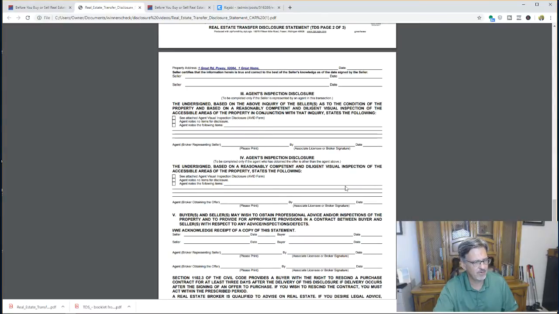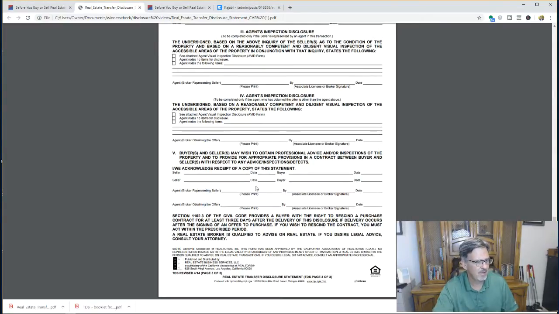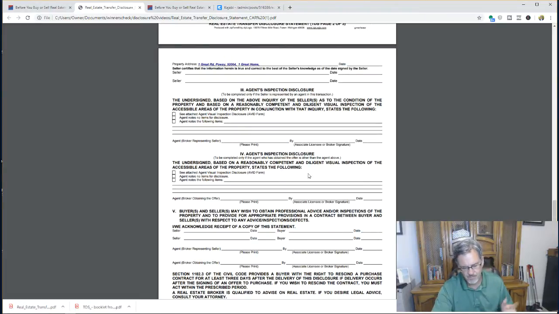Now, this is for the agents. We'll talk about agents at another time. And buyers and sellers may wish to obtain professional advice and/or inspections of the property, and to provide for appropriate provisions in a contract between buyer and seller with respect to any advice, inspections, defects. So in other words, that's going to this fact.